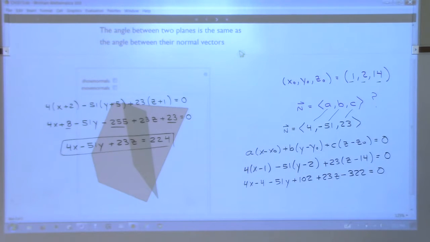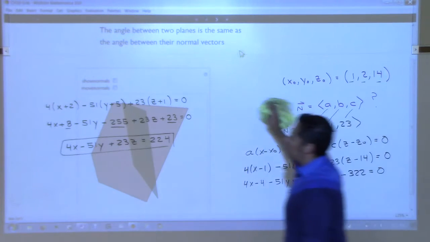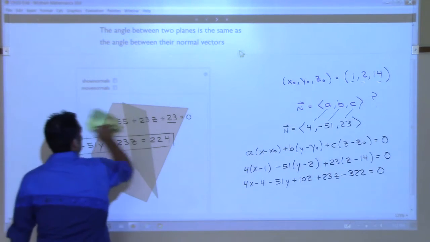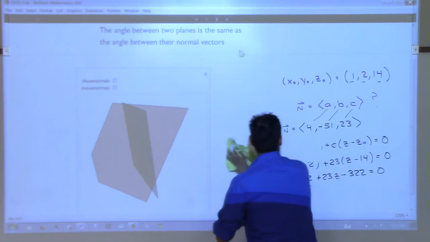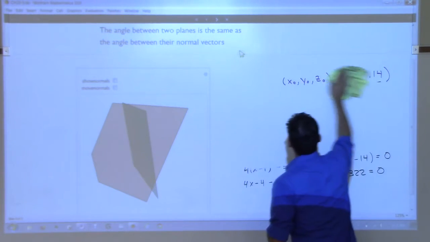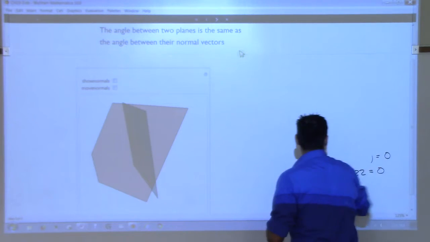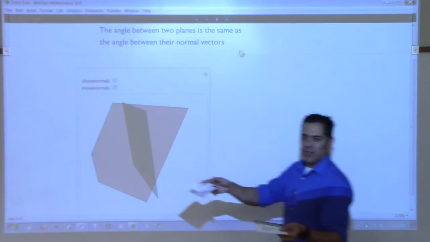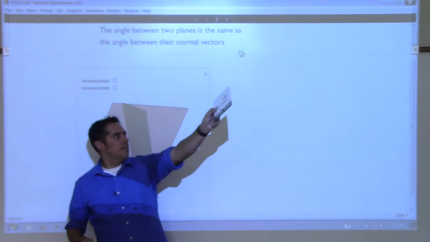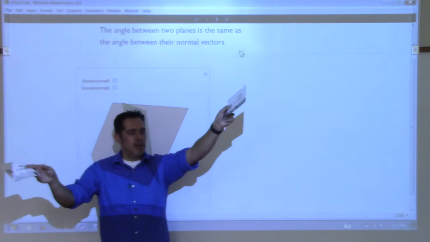Well, what if we're trying to determine the angle between two planes? So let's say somebody gives us a plane, and then gives us another plane, and we're trying to find the angle between them. So that would be like, I have two planes here, right? This one's like this, one's like that, whatever, they're sitting there.